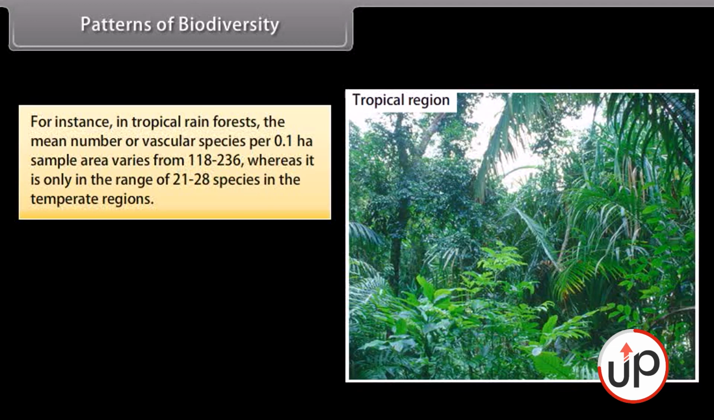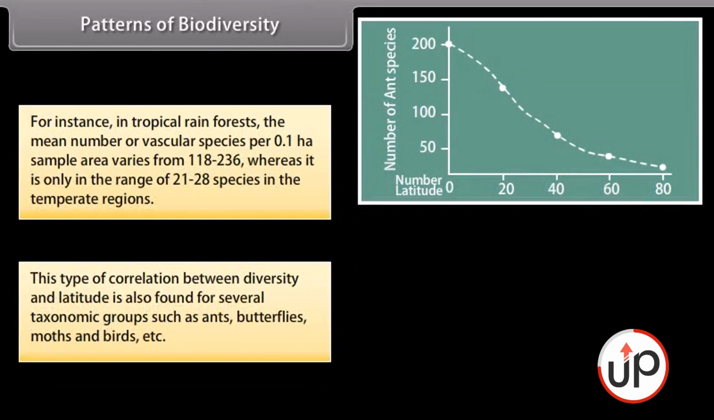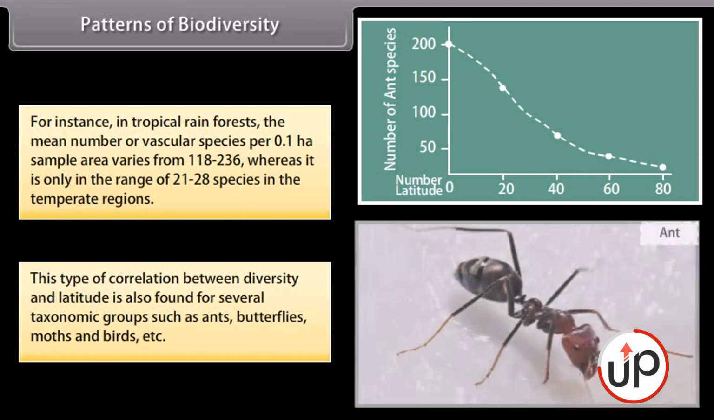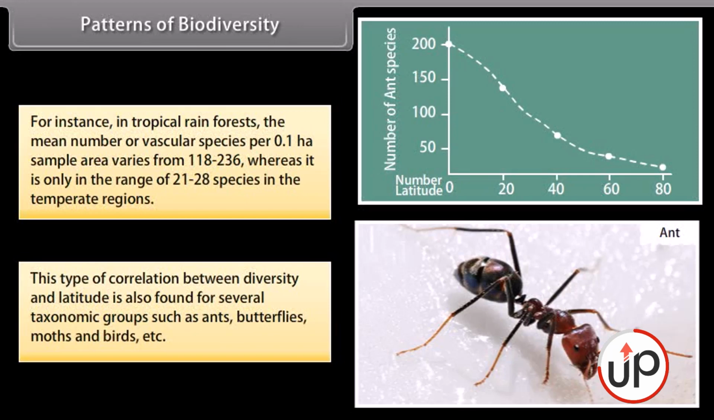to 236, whereas it is only in the range of 21 to 28 species in the temperate regions. This type of correlation between diversity and latitude is also found for several taxonomic groups such as ants, butterflies, moths and birds, etc.